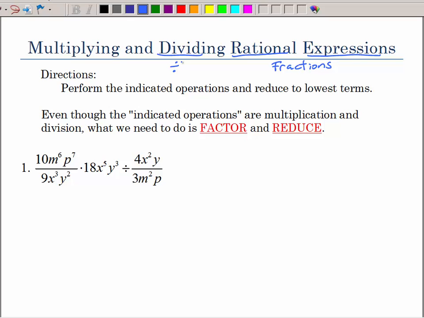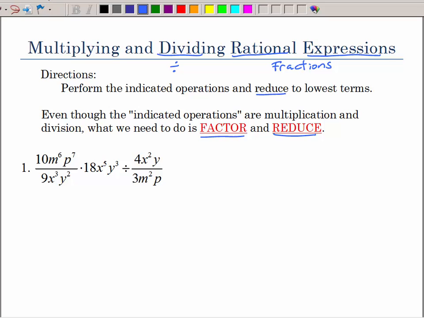But let's look at the directions you're going to see in your workbook. It's going to say perform the indicated operations and reduce to lowest terms. Well, even though the indicated operations are multiplication, like that, and division, like that, you're really not multiplying and dividing. Your objective is to factor and reduce. And amidst that factoring and reducing, we actually will be doing some multiplying and dividing.